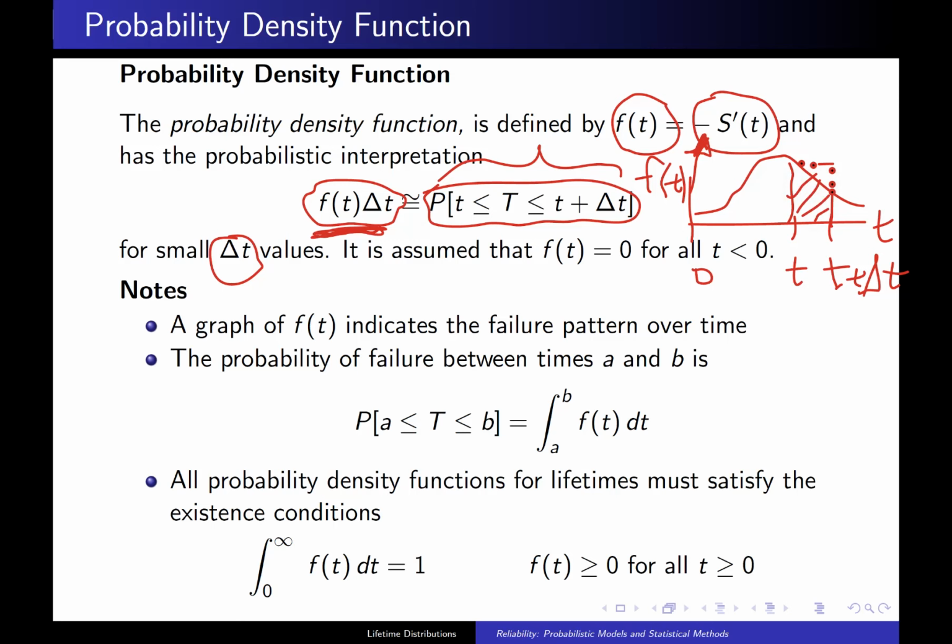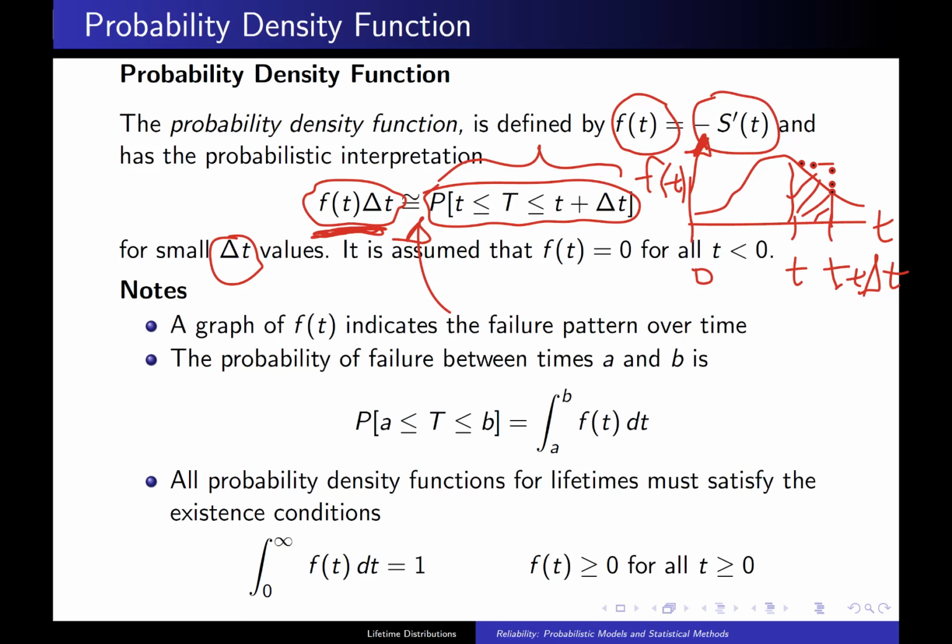Delta t is the base of that rectangle, and the height is f of t. So as long as delta t is small, these two are pretty close, and that's why you have the approximately equal sign right there. Now, you're going to see that a little bit later interpreted for hazard functions, so kind of tuck that one away for a little while and remember it, but you'll see it in a couple slides from now.